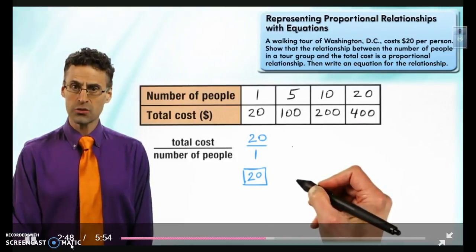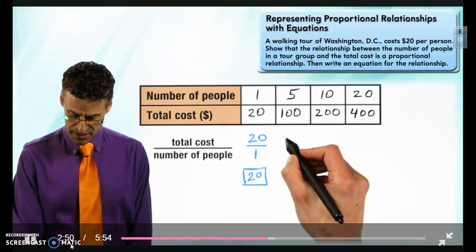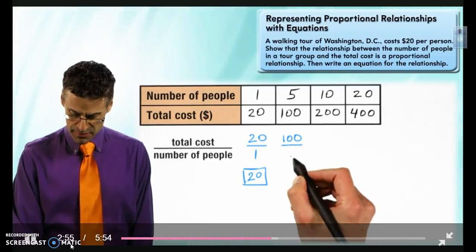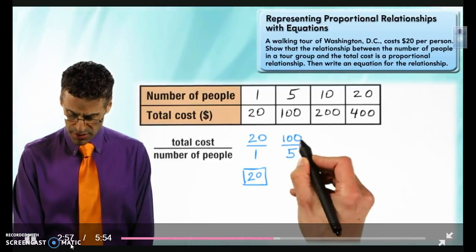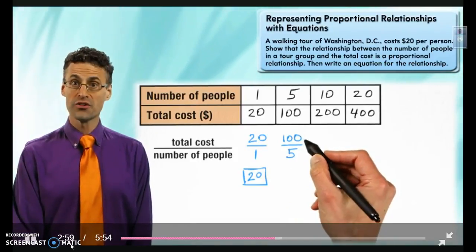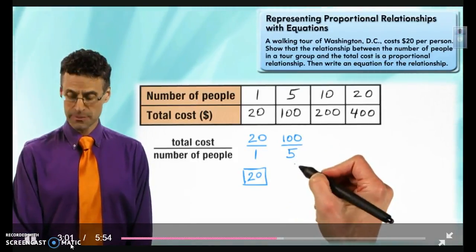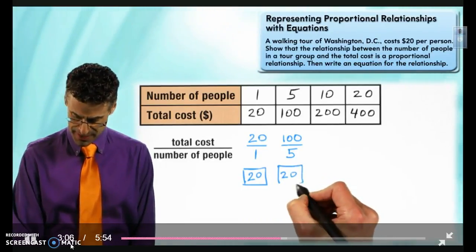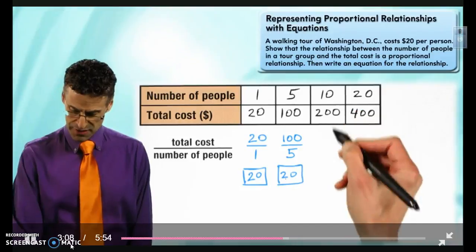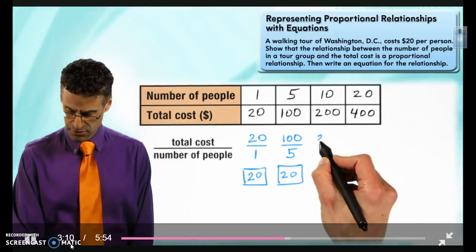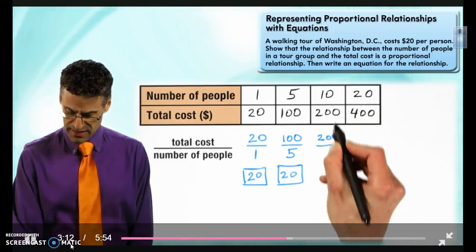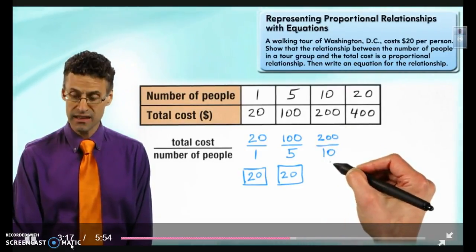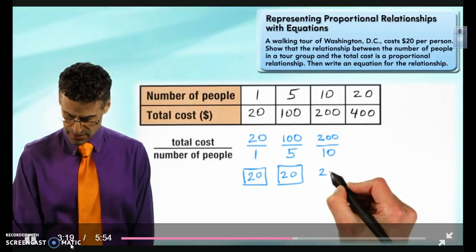In the second ordered pair, we have a cost of 100, and the number of people is 5, so we're looking at the ratio 100 to 5, or 100 divided by 5. If we simplify that, we see 20 again. Interesting. Do you see a pattern? I do. Let's try this one. If I take the total cost of 200 and divide that by the number of people, 10, then I'm looking at the ratio of 200 to 10, and that's easy to simplify. I can just see that's 20.